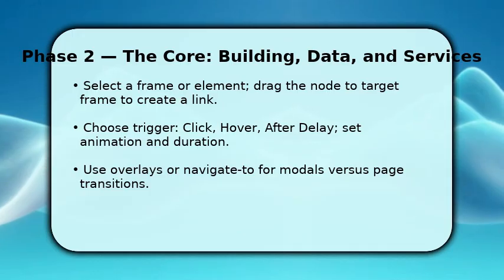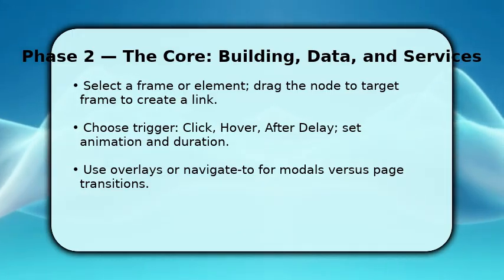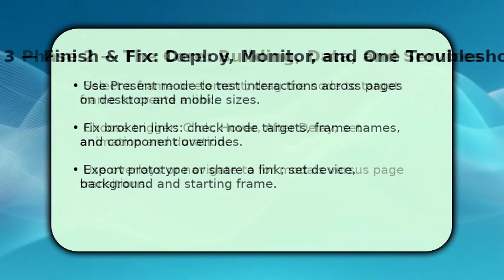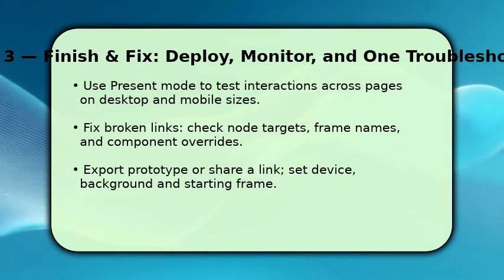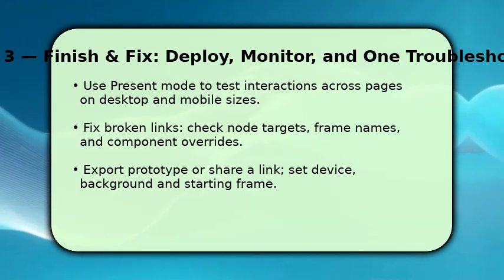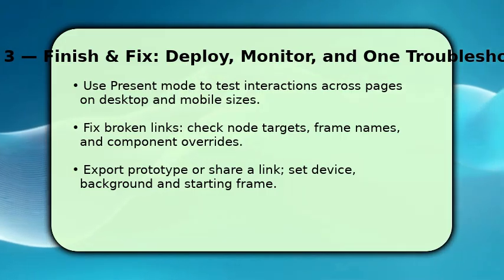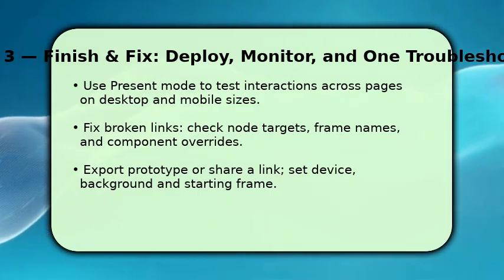To finish, run your prototype in present mode and click through every path to verify transitions, timing, and overlays behave as expected. If something breaks, inspect node targets, confirm frame names haven't changed, and check component overrides. Those are common causes. Once everything works, set the starting frame, choose device and background options, and share or export the prototype. One troubleshooting tip: if links disappear, relink the source.